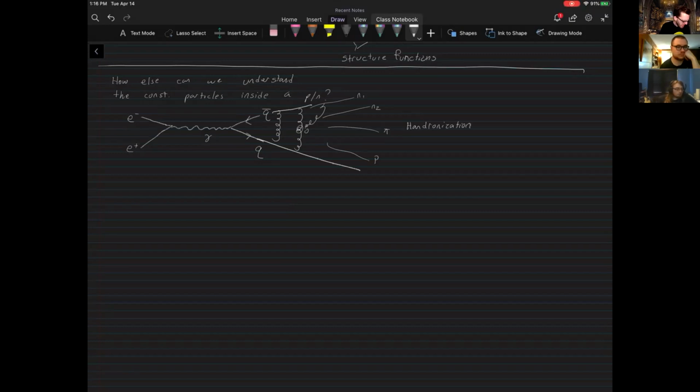Okay, and by the way, what does this look like in a detector? We're going to see pictures of this in a second.